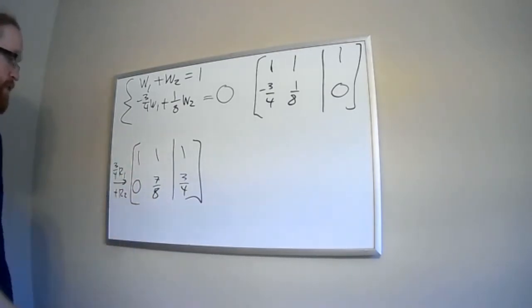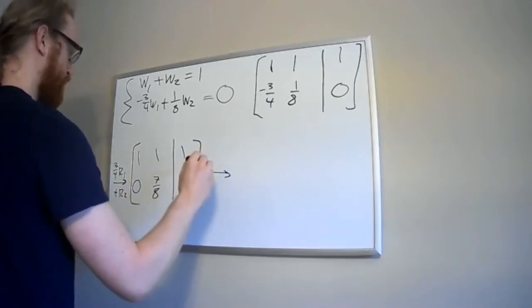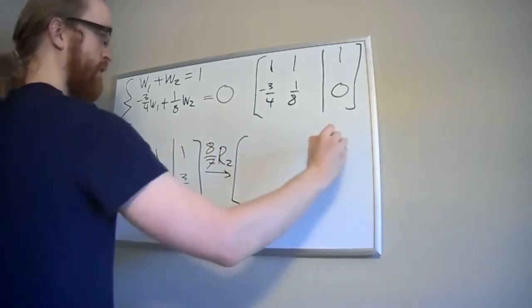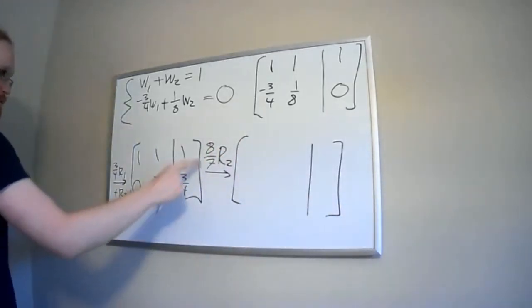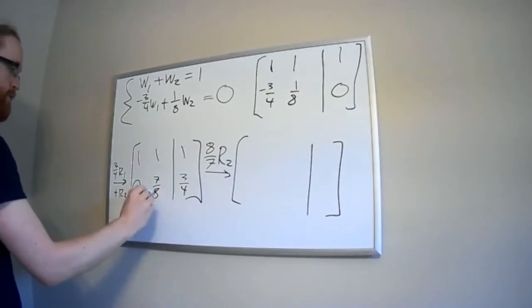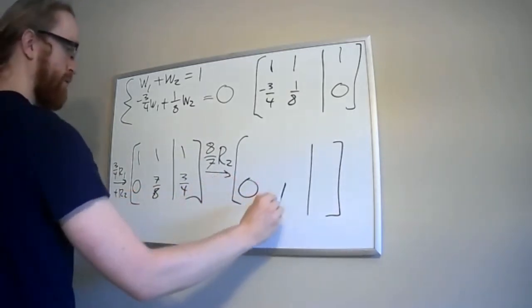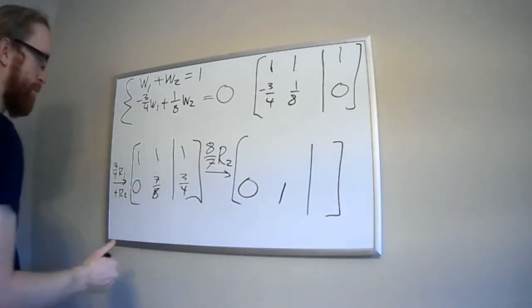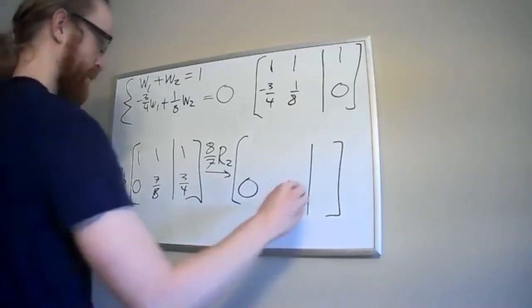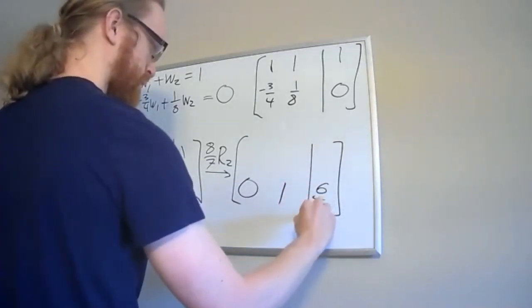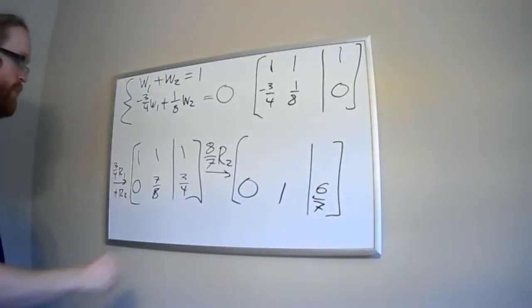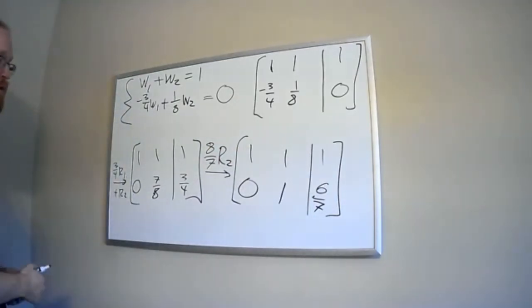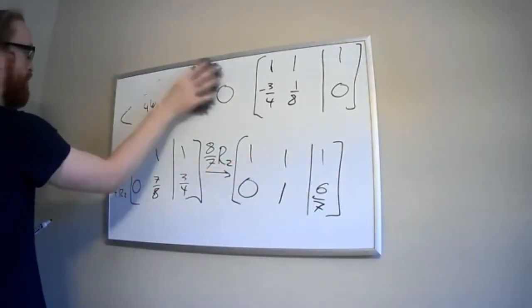Now, the first column looks good. I need to get a 1 where the 7/8 is. So I'm going to divide the second row by 7/8, or if you like, multiply it by 8/7. It's the same thing. I'm definitely going to get a 1 here, because 7/8 divided by 7/8 is 1. What's 3/4 times 8/7? I believe we're going to get 6/7 if I carry that out. And then I have 1, 1, 1. Okay, and so we're almost there. I just need a 0 there quick, and then we're done.